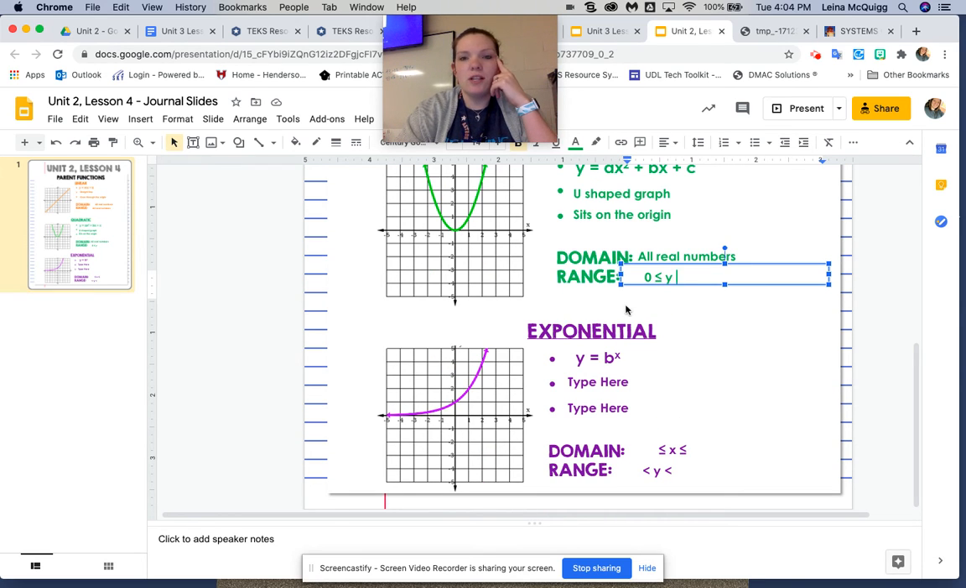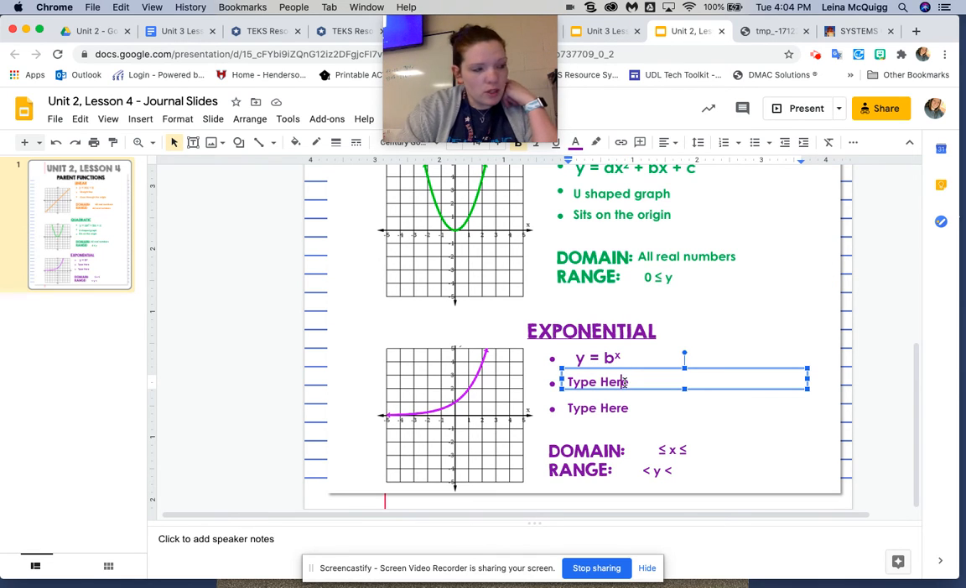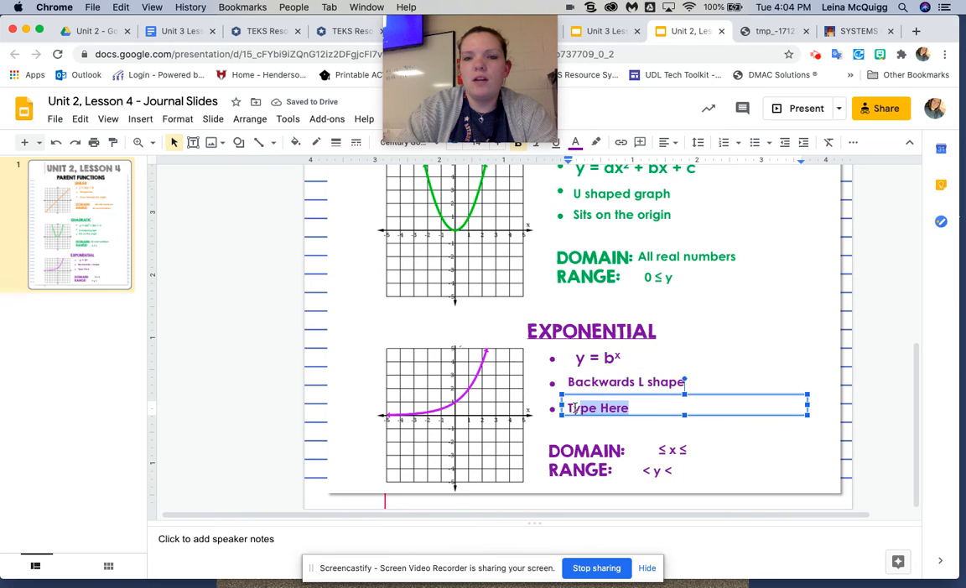Our next function that we'll be looking at this year is exponential functions. We'll probably look at these around spring break, maybe right after spring break. Exponential functions have this backwards L shape, and if we notice, it goes through the point 0, 1, right here. This is the parent function. This is what it looks like.